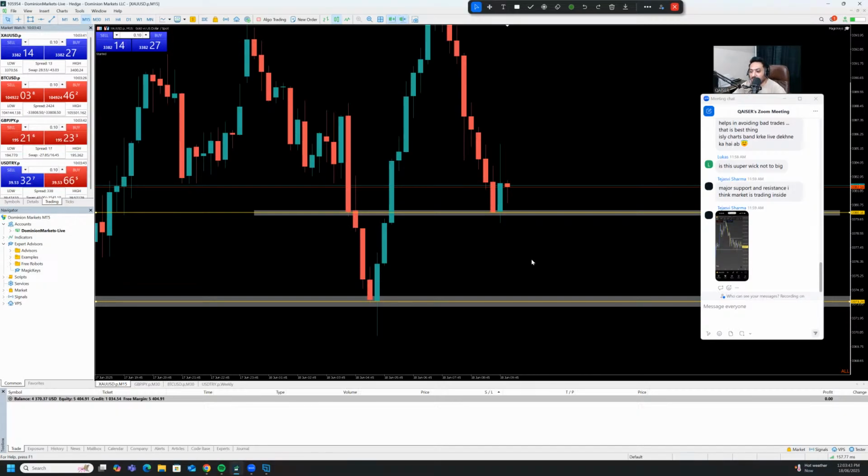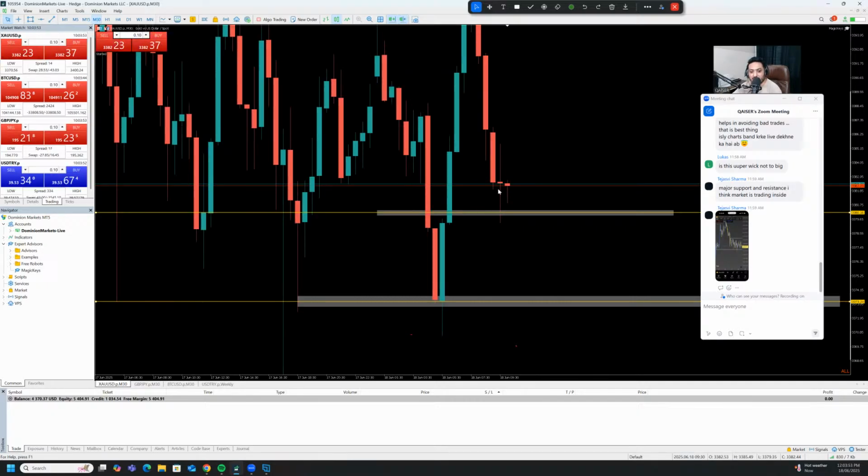Okay, if the current M15 candle breaks the high, is it possible for buys? No, no way. I just already explained it. If you wanted to take a buy, what you need to do here. Okay, just need to do something actually.